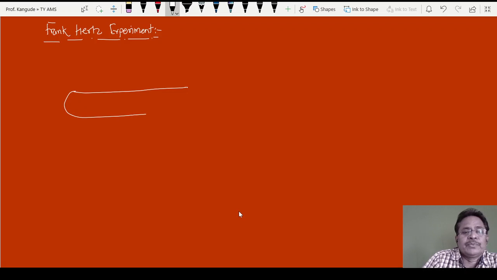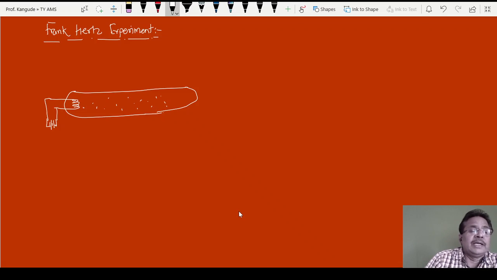So this is one tube, a vacuum tube, shown here. In this tube some gas is filled in, and there is one filament as shown there. This filament is connected to some low potential, and at the same time it is connected further to a very high voltage. So a very high voltage is provided here.